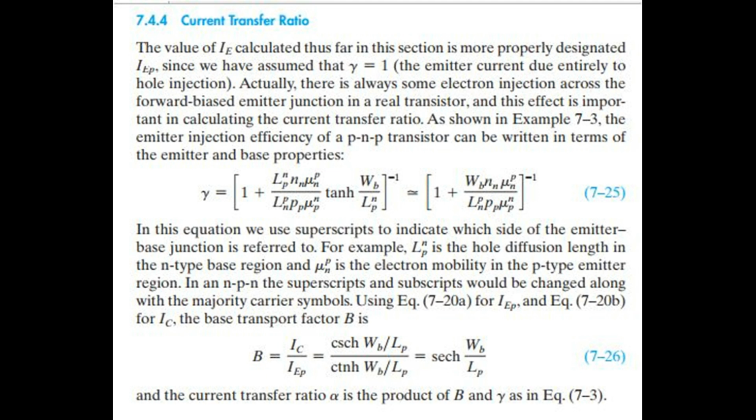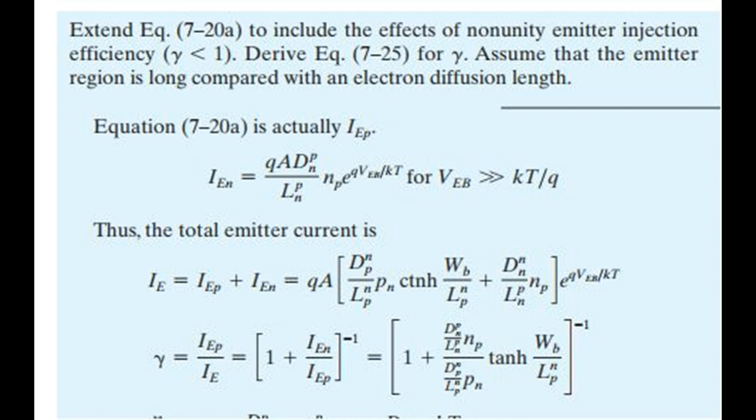Using EQ 7.20A for IEP, and EQ 7.20B for collector current, the base transport factor B is given, and the current transfer ratio is the product of B and G as in EQ 7.3. Extend EQ 7.20A to include the effects of non-unity emitter injection.